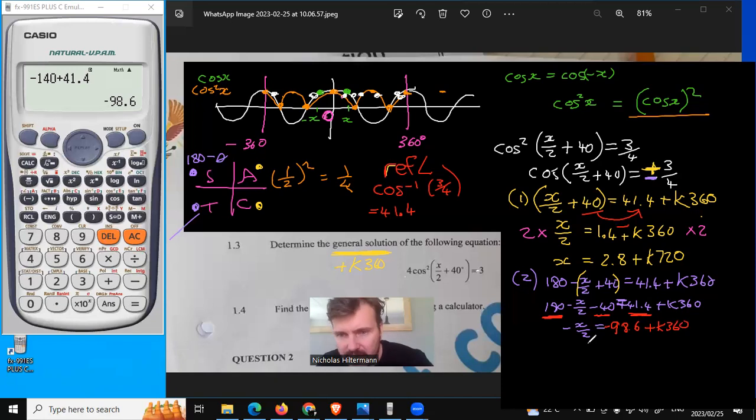Okay, and then I just times everything by minus 2 to get rid of this minus 2 problem child. So I get x equals minus 98.6 times minus 2 is 197.2 plus K720.